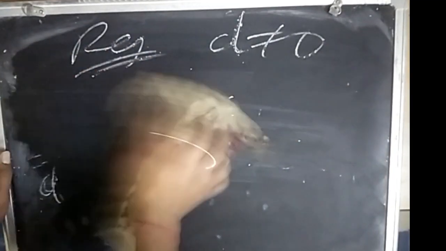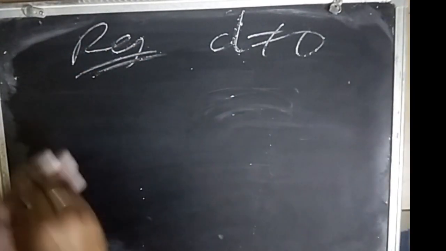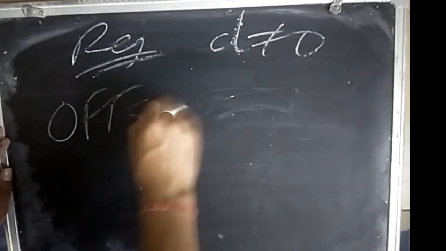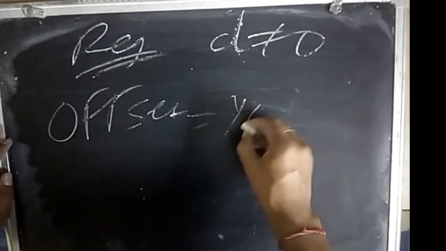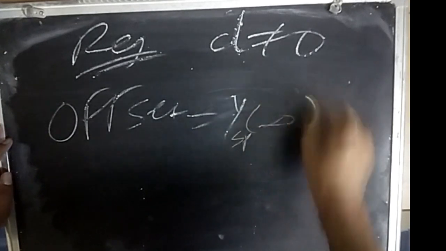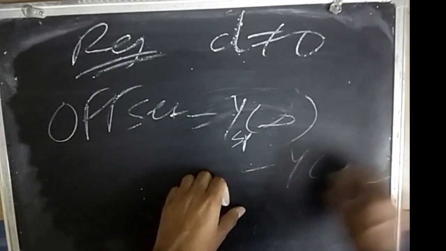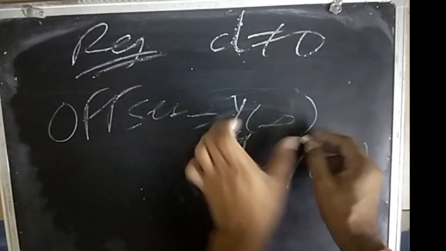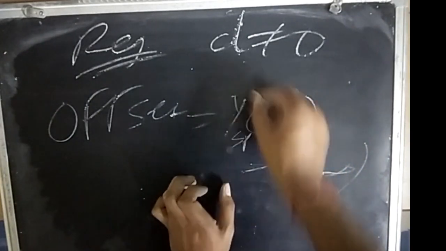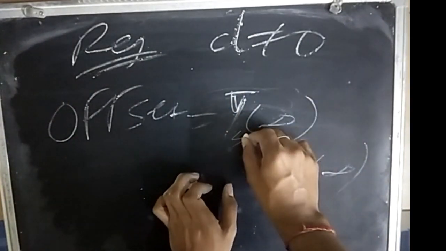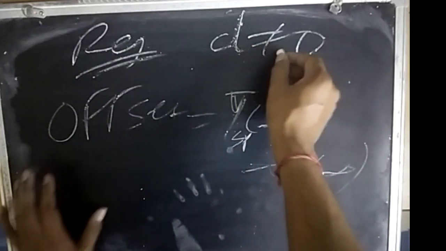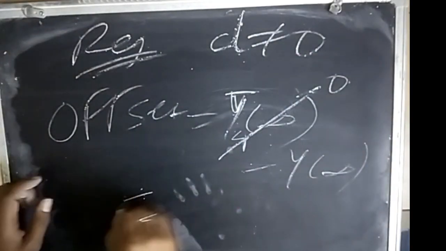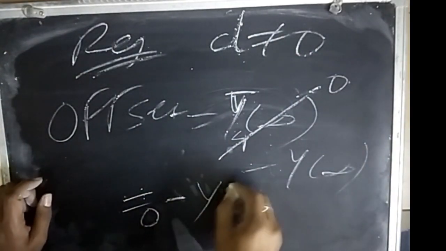But remember, in regulatory response, one very important thing: the offset is always Y SP of infinity minus Y of infinity. This time there is no change in Y SP of infinity. Y is changed, but the set point is not changing, only D is changing. So this will become 0, so it will be 0 minus Y of infinity. Remember this in regulatory systems.